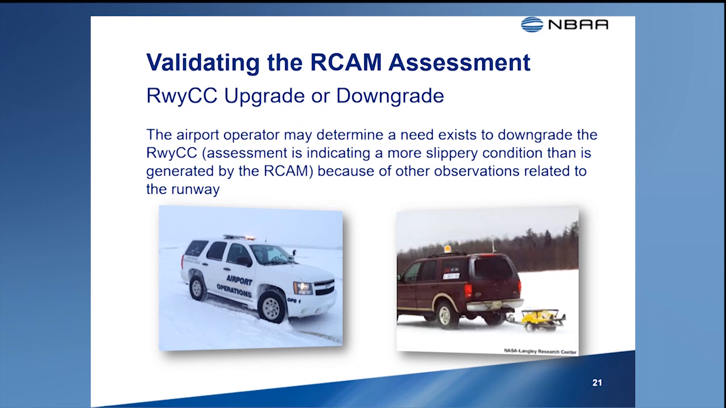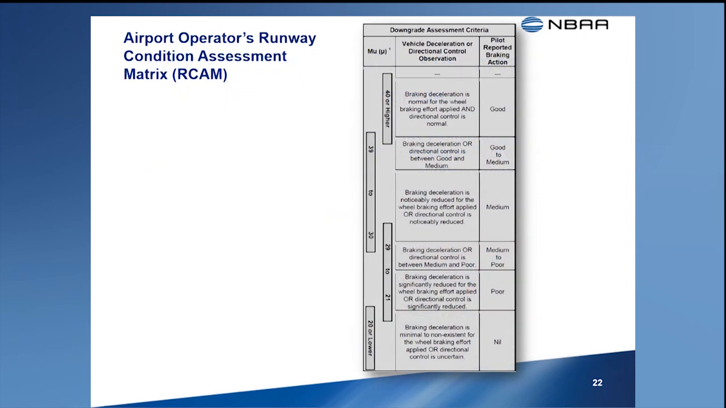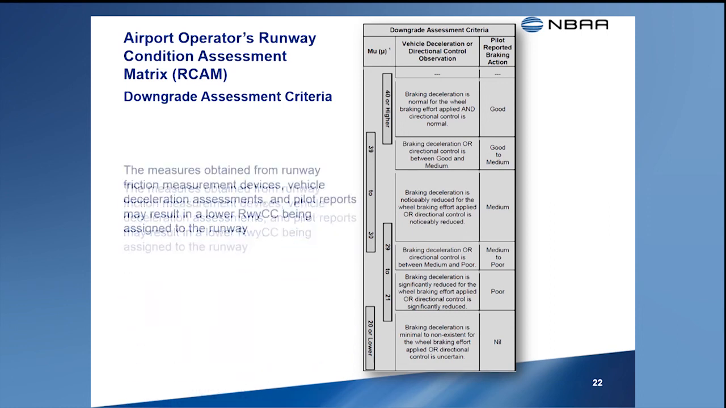Through extensive analysis, the RCAM is designed to closely correlate runway conditions with stopping performance, but there may have been other objective observations and measures suggesting that stopping performance could be worse than indicated by the runway condition code associated with the observed conditions. To account for this, the airport operator may elect to downgrade the runway condition code. When information obtained from friction measuring devices, pilot reports, or other observations suggest the runway conditions are worse than reflected by the matrix, the airport operator can use the downgrade assessment criteria section of the airport operator's RCAM to lower the reported runway condition code.